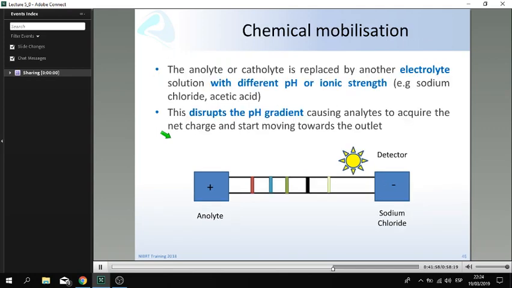Or you can use chemical mobilization. So you basically replace your anolyte or your catholyte with some other electrolyte solution with different pH or ionic strength. So for example, sodium hydroxide can be changed to sodium chloride, and then this will disrupt the pH gradient and it will cause analytes to acquire charge again, and they will start moving towards the outlet. And those ones that are closest to the detector will of course reach the detector first, and we will detect them first on our electropherogram.